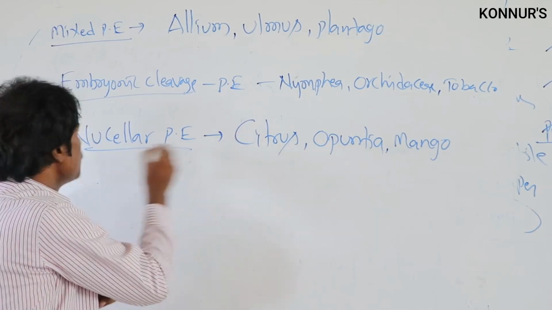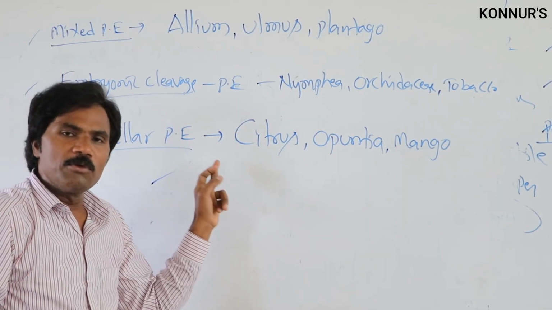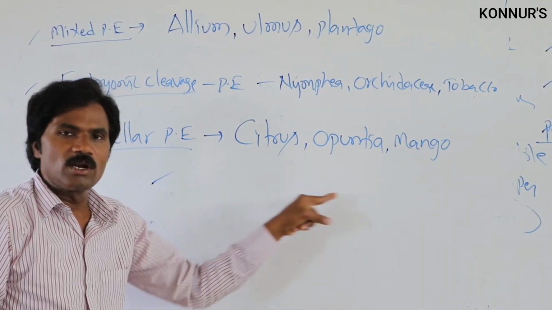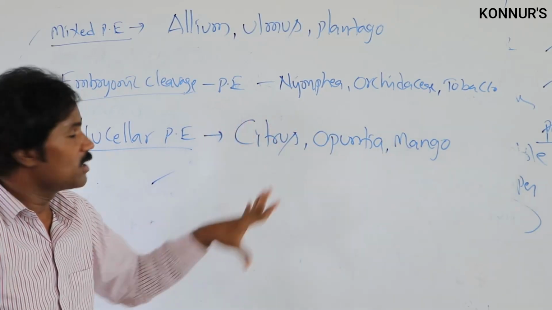It is many times asked from the exam point of view. In citrus, nucellar polyembryony is commonly observable. That is rarely asked, but for understanding purposes one can listen.